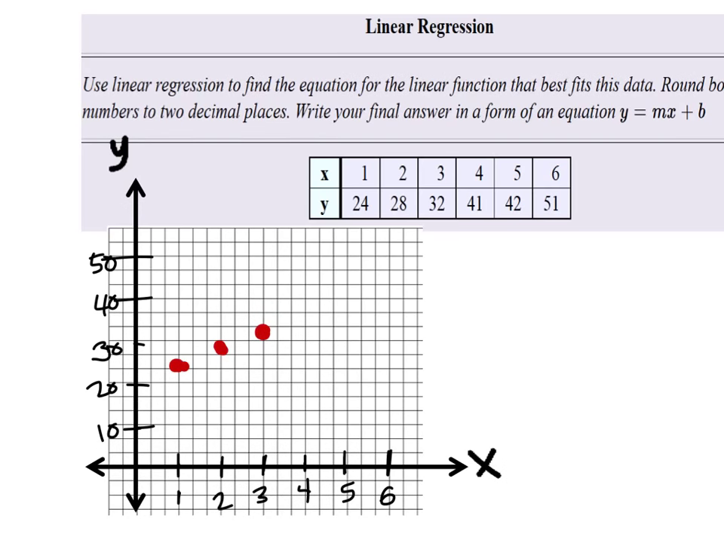somewhere in here. (4, 41). I think I'm hitting those lines okay. (5, 42), and then (6, 51), something like this. All right, so let's draw our line of best fit, and then we'll need the equation for that line. You know what? I'm going to use a thinner line. Should help us to see better what's going on. That looks better.